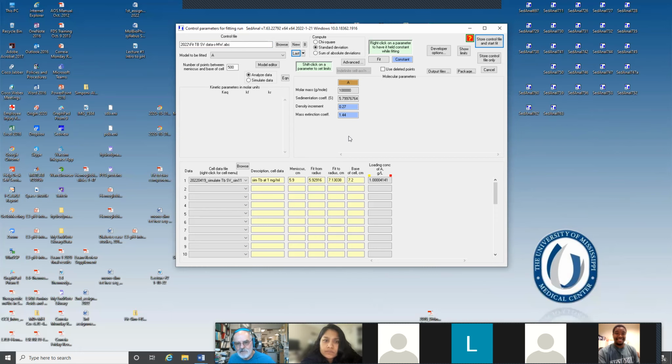None of this entirely makes sense unless you sort of understand what an S value is and a D value is, and sort of what the whole evolution is of hydrodynamic analysis. What's its size? What's its shape? Is it a monomer? Is it an oligomer? How big is the oligomer? What is the association constant for making an oligomer?